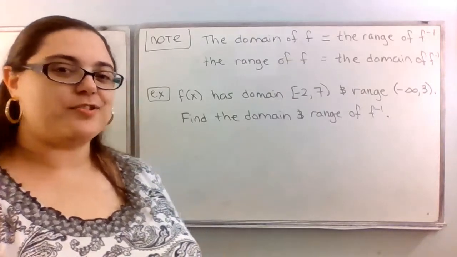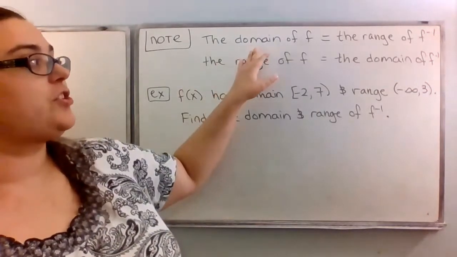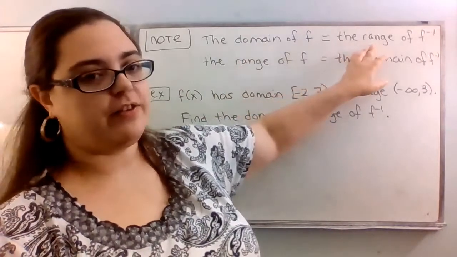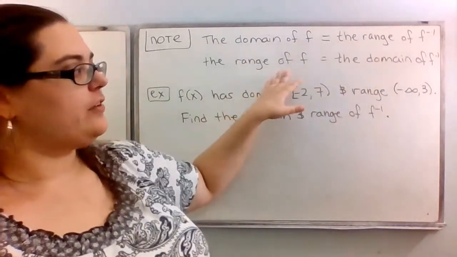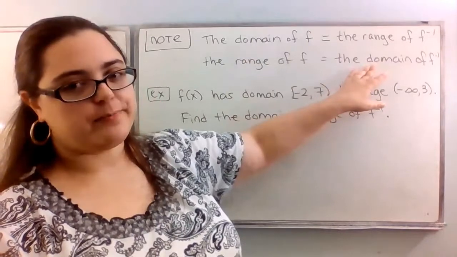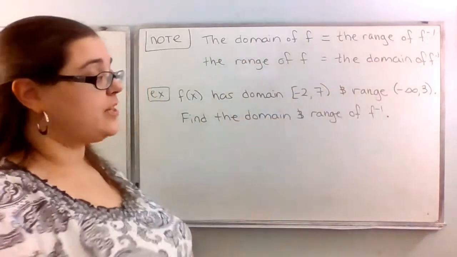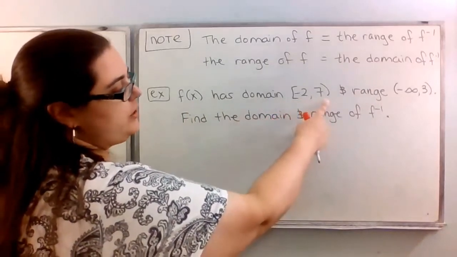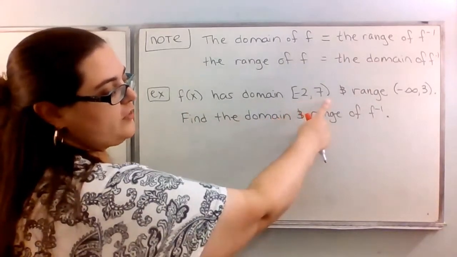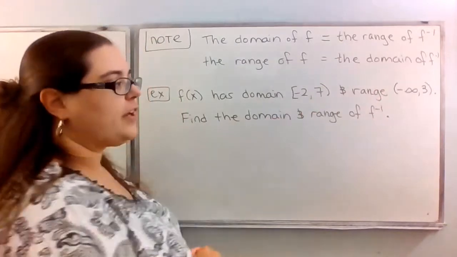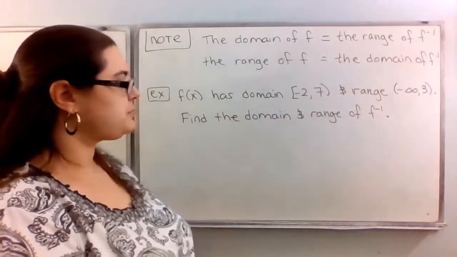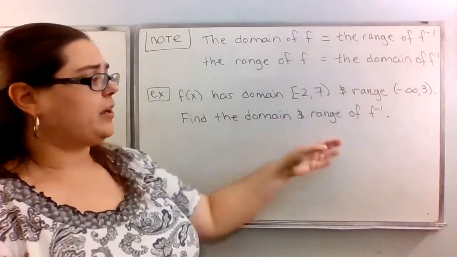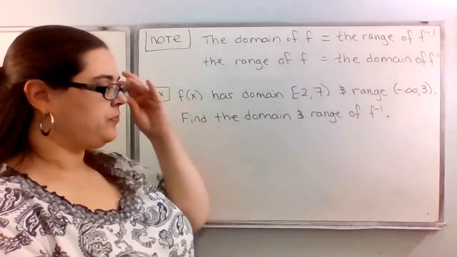All right, so here's that note summarized. The domain of the function f is the same as the range of f inverse, and the range of f is the domain of its inverse. So I have an example here. f of x has a domain of -2 to 7. We're including the -2, but not the 7. And it has a range of -infinity to 3. And we need to find the domain and the range of f inverse.